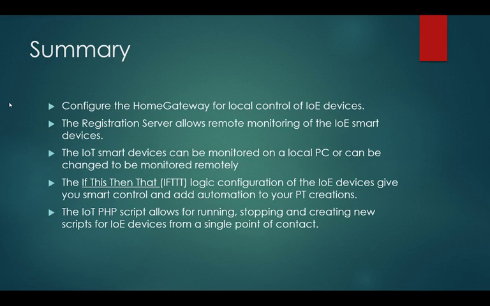Remember, the home gateway is for local control, while the registration server allows remote access. A smart device can be registered to interact on both devices, but all the IOE IoT devices are not registration server compatible. Use the IFTTT logic to automate your devices, and remember that once you designate the server to be a registration server, you lose the HTTP normal qualities.